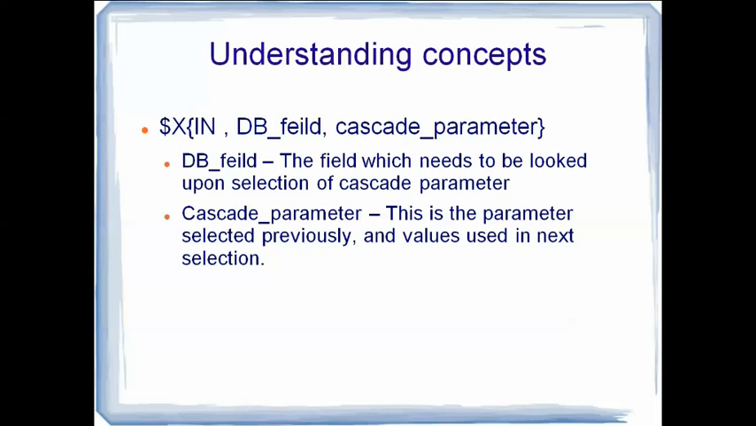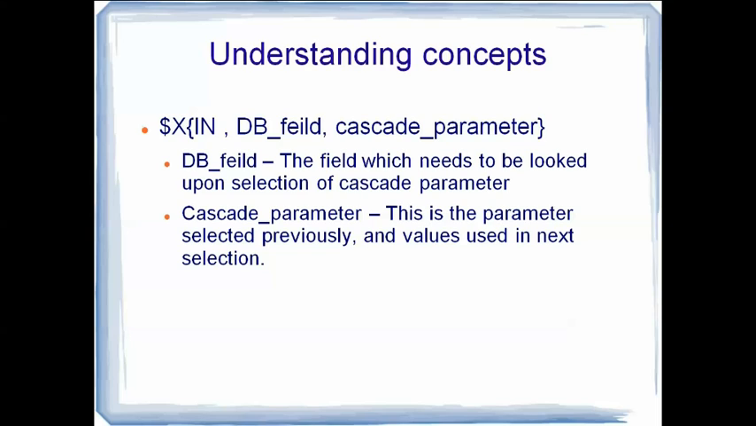The DB field basically is the field which we want to link up with the previous value of the parameter. So the DB field in case of a country would be the country, and the cascade parameter country will get the user input from the parameter. Cascade parameter is the parameter which is taking the values from the user. So that cascade parameter is linking up with the DB field to generate a where clause. So this is how things are done.